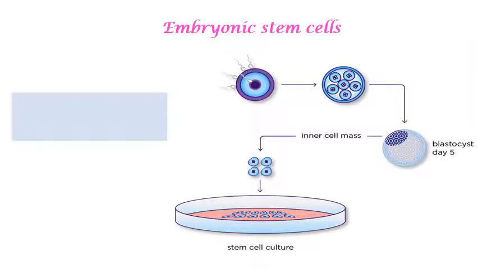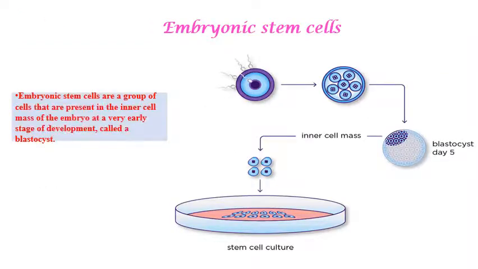We'll see what embryonic stem cells are. These embryonic stem cells are the group of cells that are present in the inner cell mass of the embryo. Here you can see that this is the embryo. This is the inner cell mass of the embryo where the embryonic stem cells are present. These are developed at a stage called the blastocyst stage.